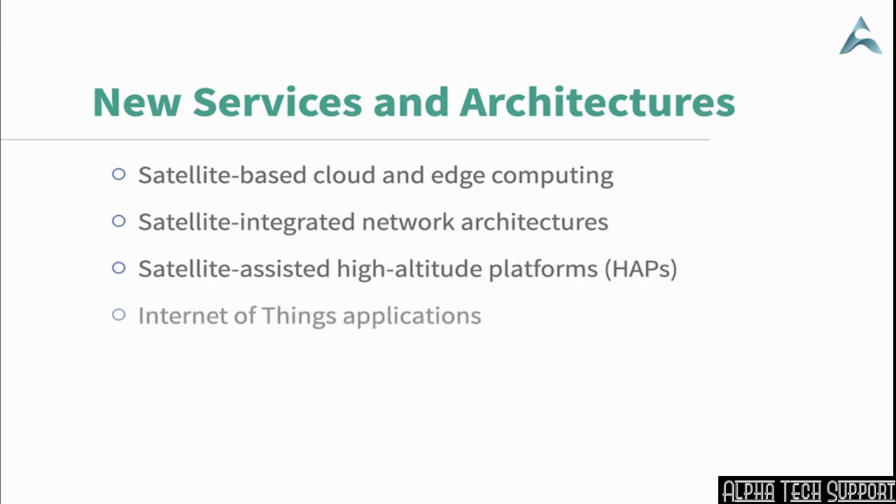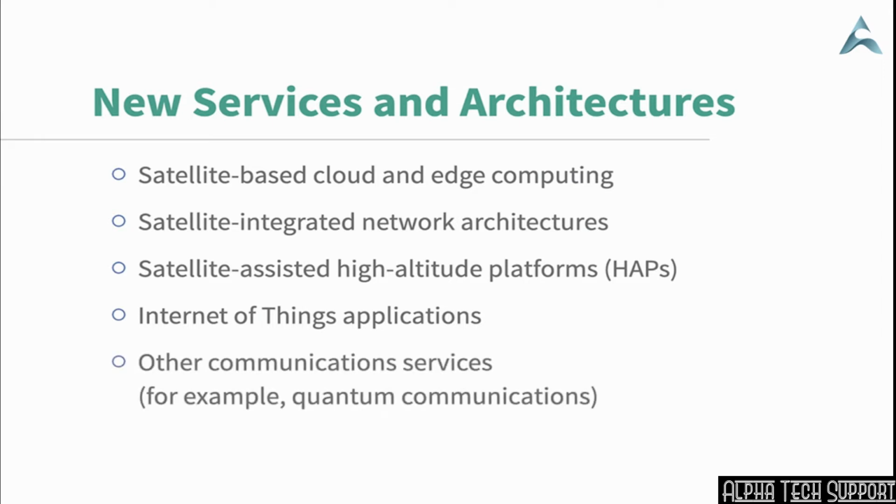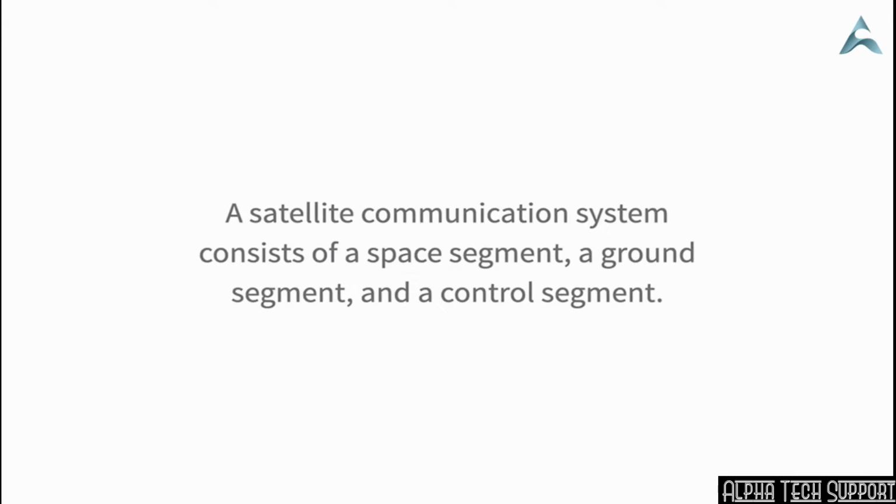aerial vehicles. The Internet of Things applications will benefit from the global coverage and capacity of the satellite systems. The connected objects deployed in any remote area can connect to the Internet for various tasks. Satellite networks can also enable other communications services, such as quantum communications or quantum key distribution for secure communications. All these create unprecedented changes to the businesses involved, not only satellite suppliers and operators, but also the value creation chain. A generic satellite communications system has three segments: a space segment, a ground segment, and a control segment.